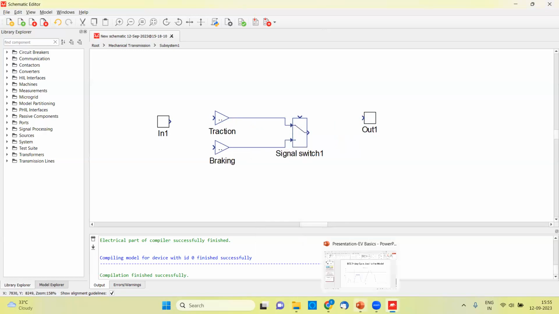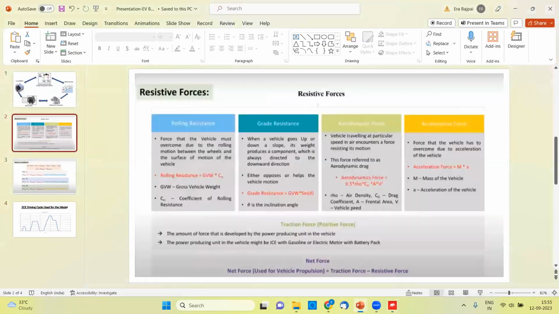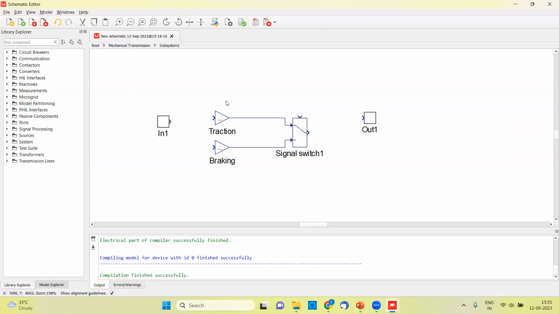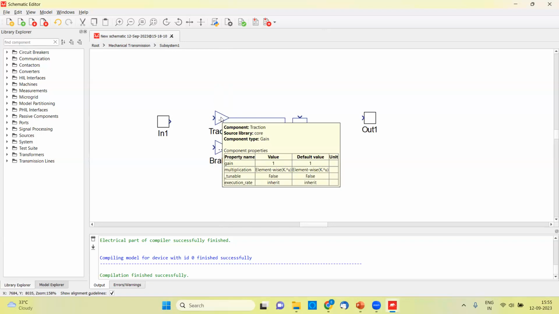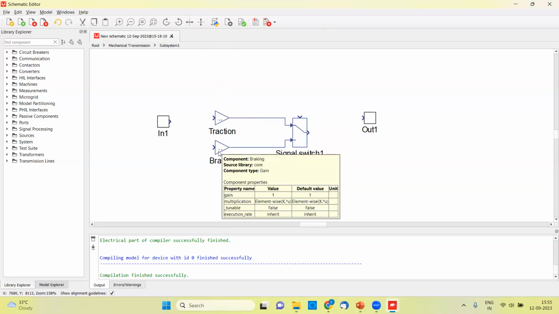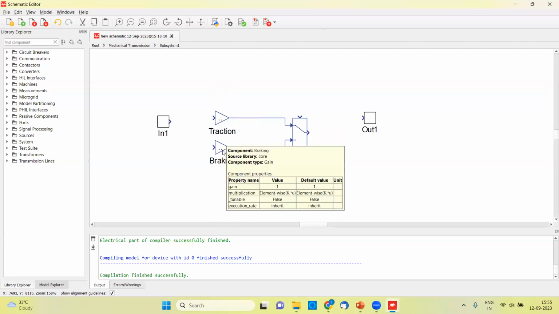As I told in one of my slides, what is traction force? The amount of force that is developed by the power producing unit in the vehicle. So basically this is the traction force, or the applied force from the vehicle. Now we are having two inputs, either traction or braking. It means simply that when traction force is there, either the vehicle will move, maybe it will accelerate, maybe it will decelerate. But whenever braking force is applied, the vehicle is going to stop.